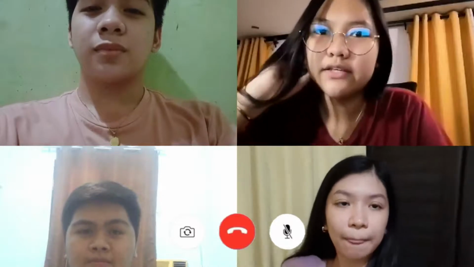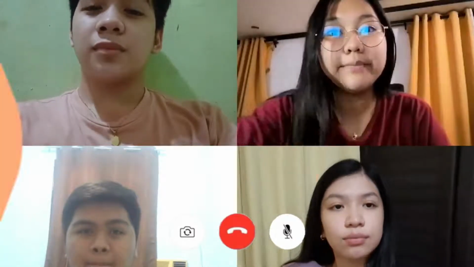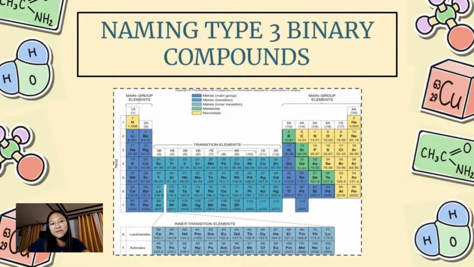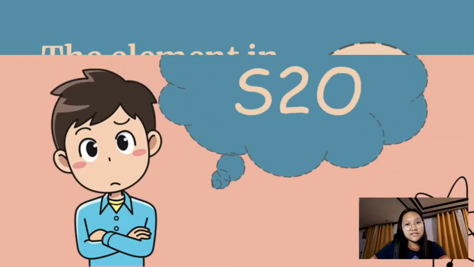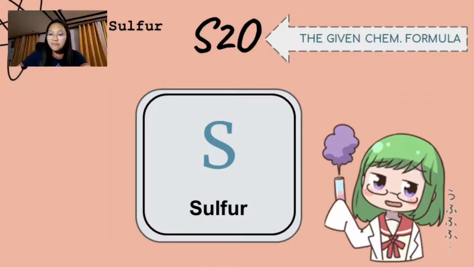Okay, I got it. I think I understand type 3. Here's how you will name the type 3 binary compound, which is called binary covalent compound. So let's begin. Here are the steps or rules to be followed. First, the first element in the formula is named first, and the full element name is used. The given is S2O. For the first step, you'll just have to maintain or copy the first element in your chemical formula. Let's identify the first element.